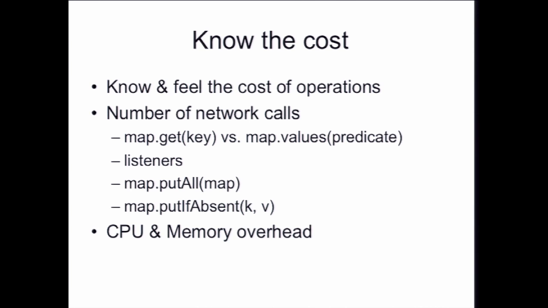Always know the cost, even feel it. When you're writing map dot or cache dot something, try to feel what the cost is. For example, map.get is very cheap. Why? Because it's one network call. But on the other hand, map values with a predicate or a filter will go to all nodes, doing a parallel query and bringing results back.